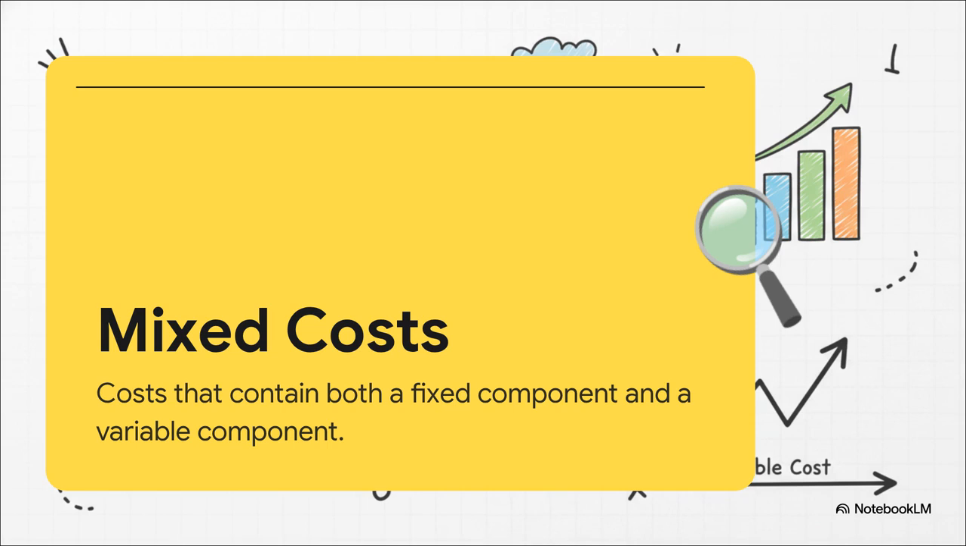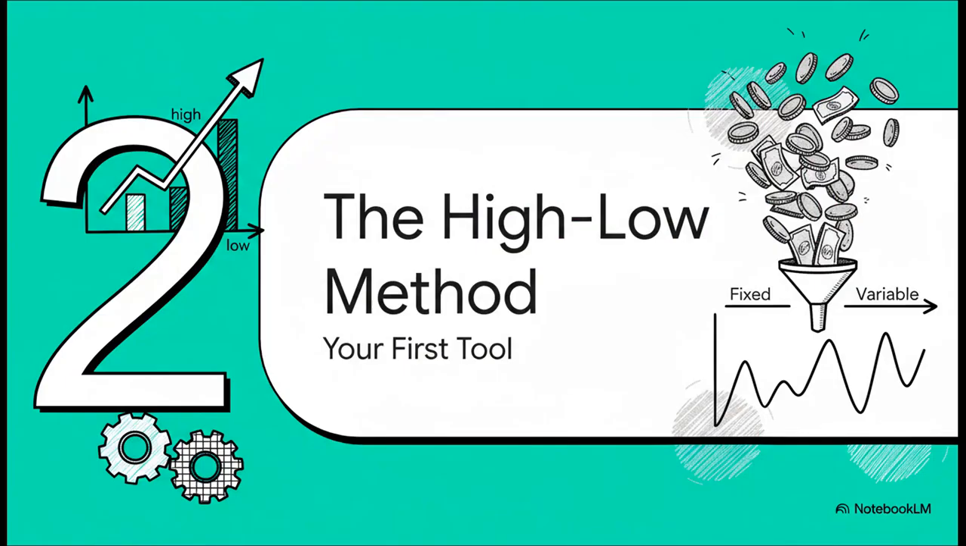These are the tricky ones. They're not totally fixed like your rent, but they're not totally variable like materials either. They're a blend of both. Our job is to untangle them, and that's exactly where this tool comes into play. Okay, so now that we know the what, let's get to the how. We're going to look at the high-low method.